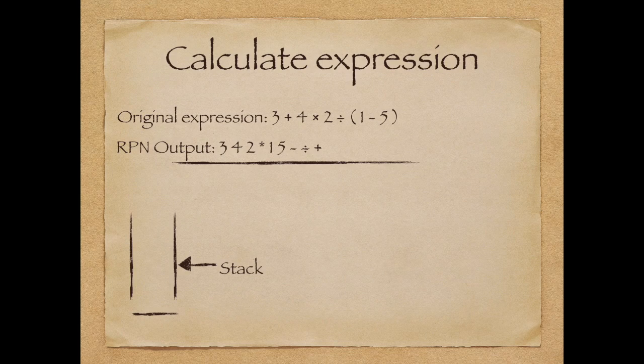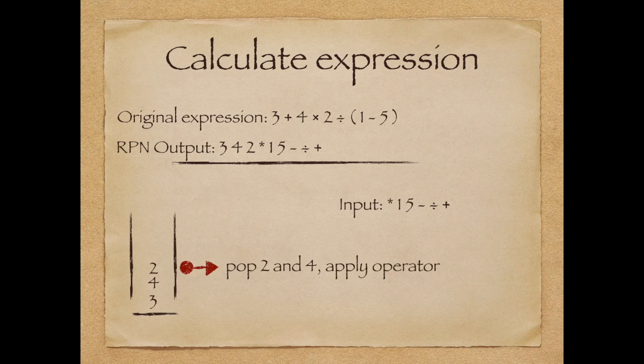Now the big question is how to calculate the expression. So we have the original one. Now we have the one in reverse Polish notation. And now let's calculate it. We have a stack and we have the input. So a number, add to a stack, again a number, add to a stack, number, add to a stack.